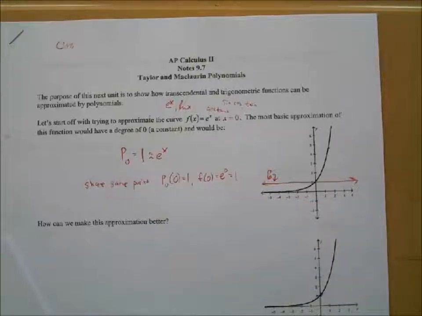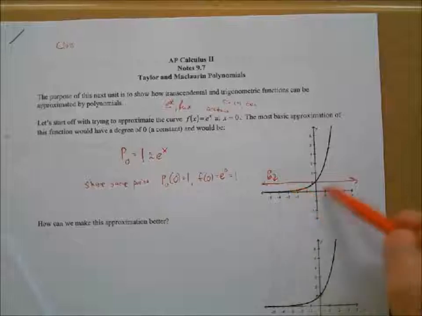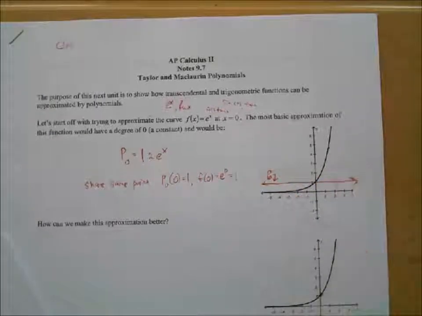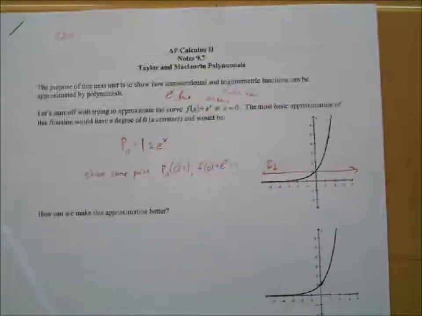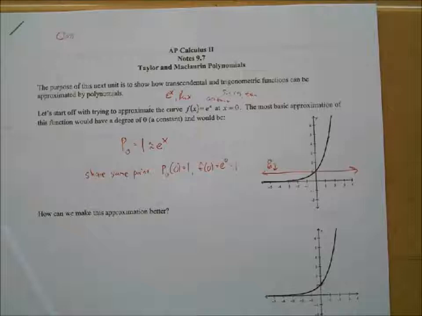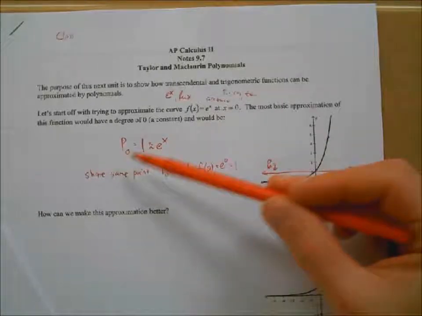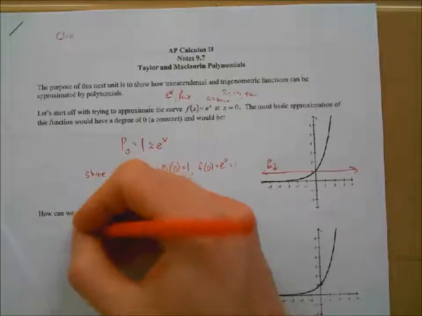And you'll see here, this is, of course, not a very good approximation, right? A 0 degree, not that perfect of an approximation. At 0, it's perfect, but everything else is kind of off. And we'll get better as we go. So the question is then, how can we make this approximation better? Well, instead of using a 0 degree polynomial, we can use a 1 degree polynomial. So let's increase the degree by 1.